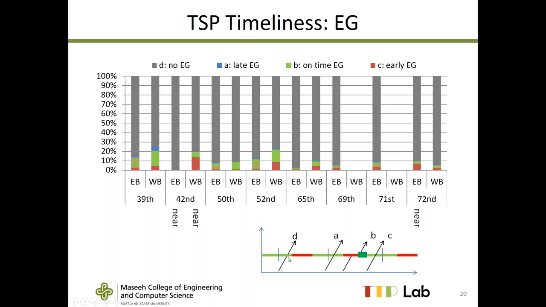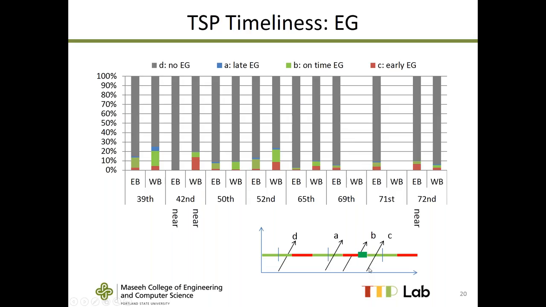Case D, the bus trajectory at the bottom: the bus is approaching and requesting TSP, but in this case, no early green phase was granted. Then we have case A, where the bus is approaching the intersection, and the early green is going to be given later, so the bus is not going to really use that early green. Then we have case B, where the bus is approaching the intersection, encounters the red phase and is still requesting TSP, and then the system provides an early green. That's the good case. That's on time early green, so the bus was able to benefit from that.